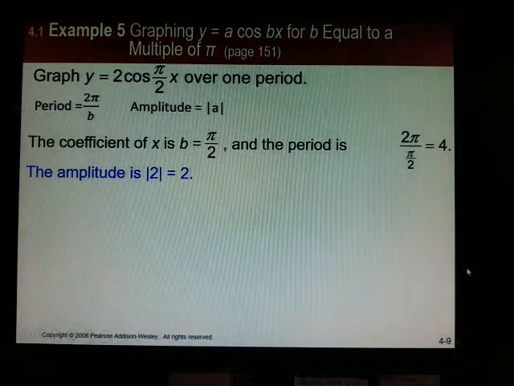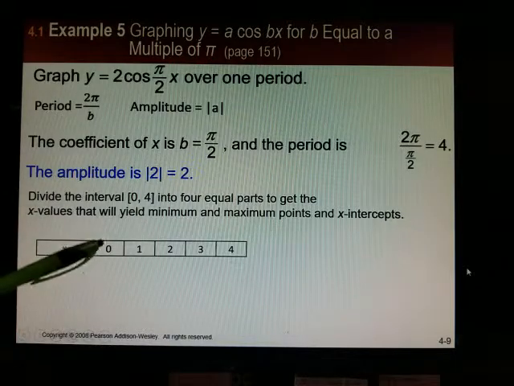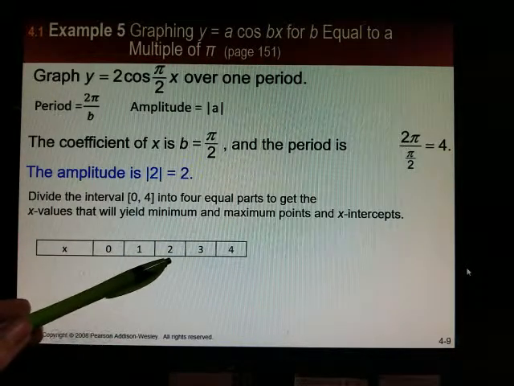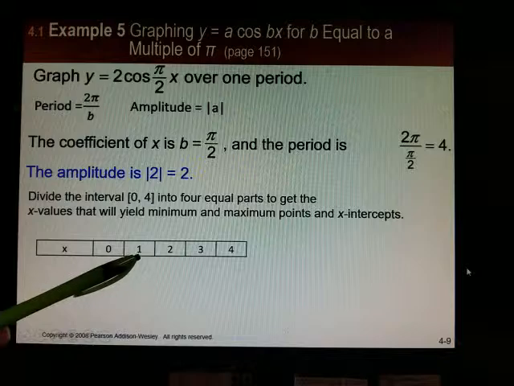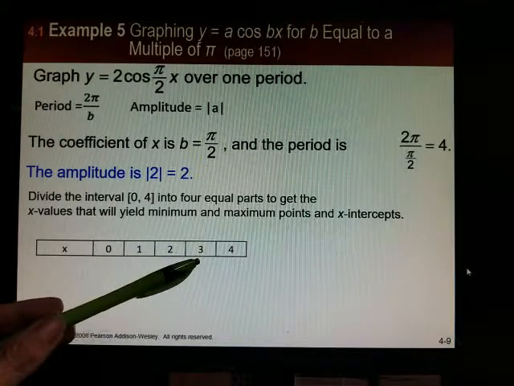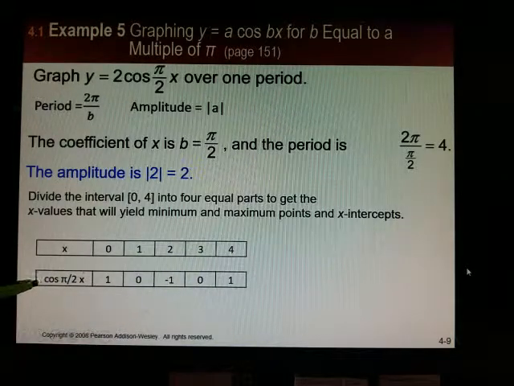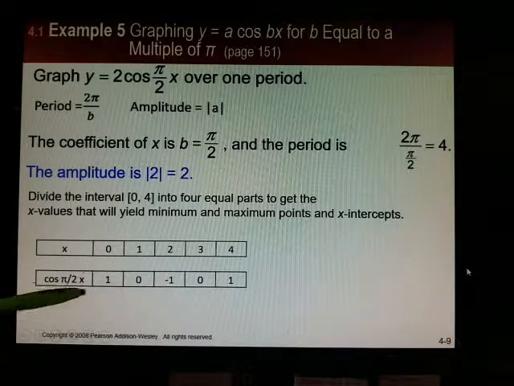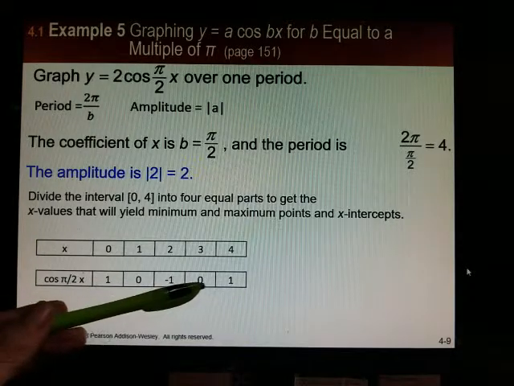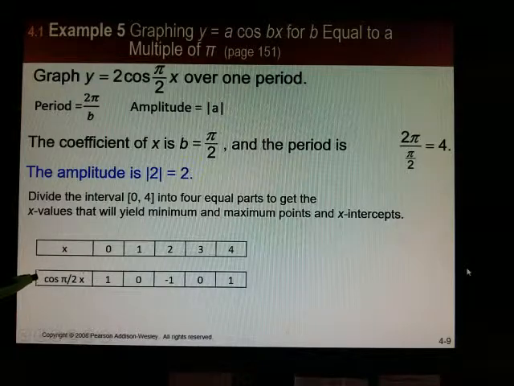So I can also set up an XY table for it. If I go 0 to 4, the midpoint of 0 and 4 is 2. The midpoint of 0 and 2 is 1. The midpoint of 2 and 4 is 3. Cosine, the x coordinate on the unit circle to the right starts off as 1, and then it goes to 0, -1, 0, 1. We have a coefficient out front to multiply by.